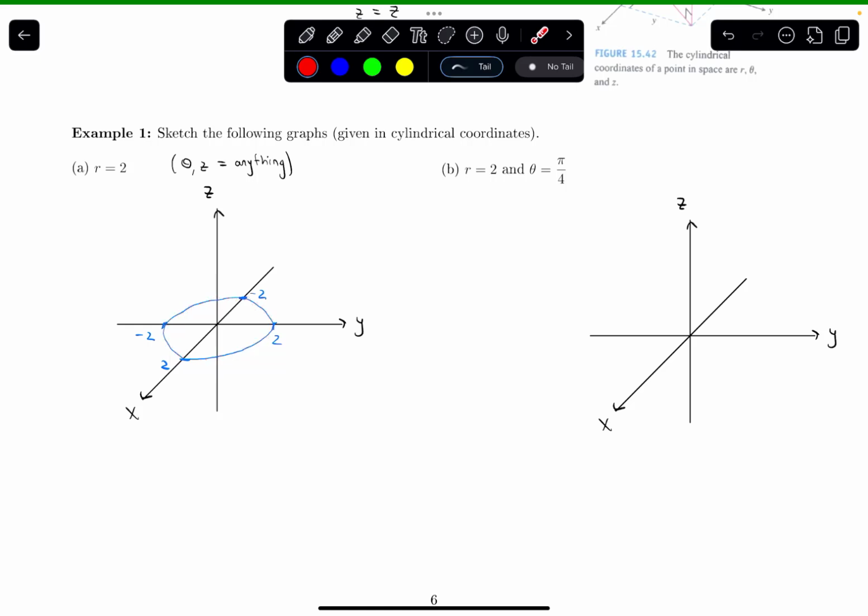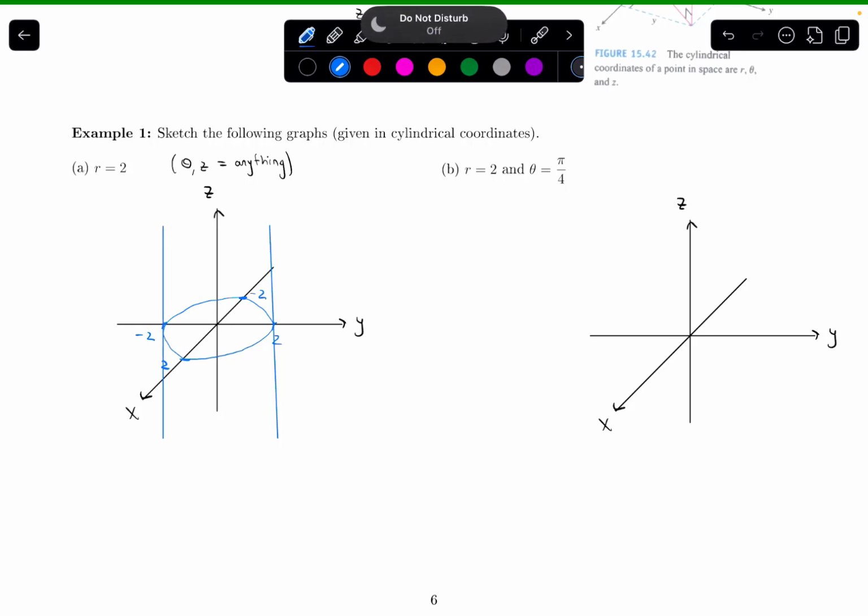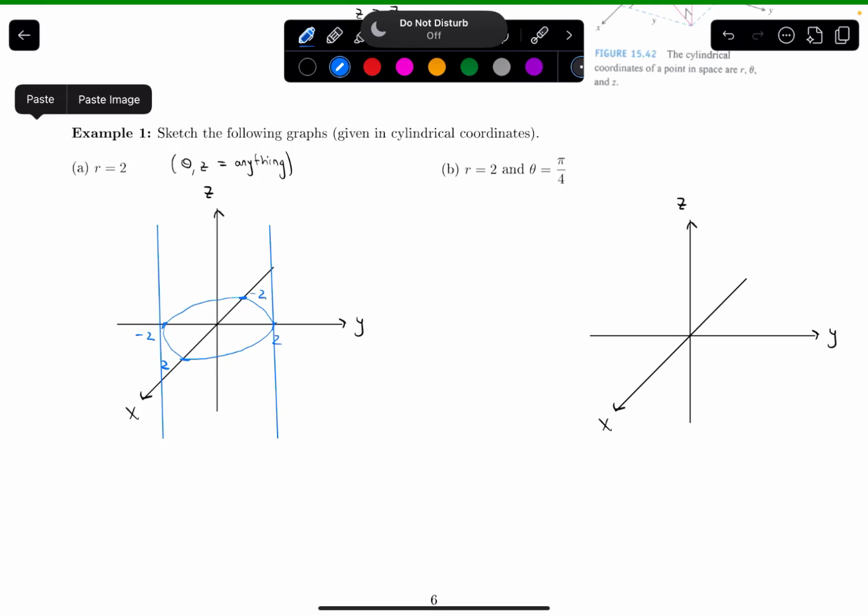The fact that z can be anything means that at any of these points, I can go as high up as I want and as low down as I want, no matter what point I'm looking at. So that's going to extend this circle up and down, and it's going to turn it into a cylinder. At all of these points, I'm going to extend it up and extend it down. It'll turn it into a cylinder. So if I draw some more cross sections, it's got these circular cross sections.